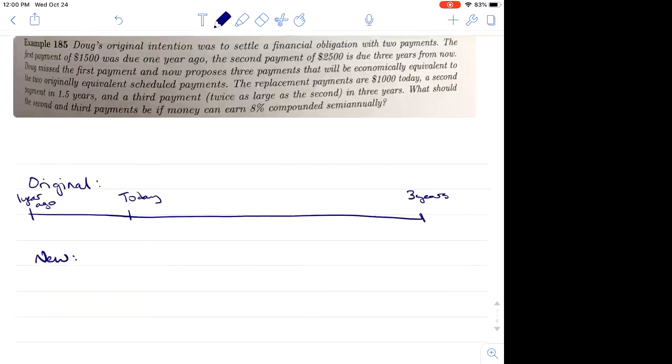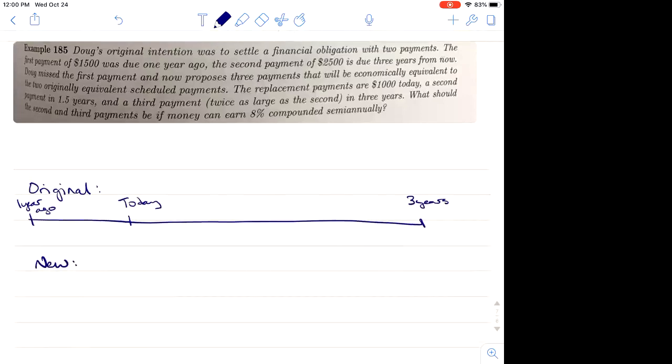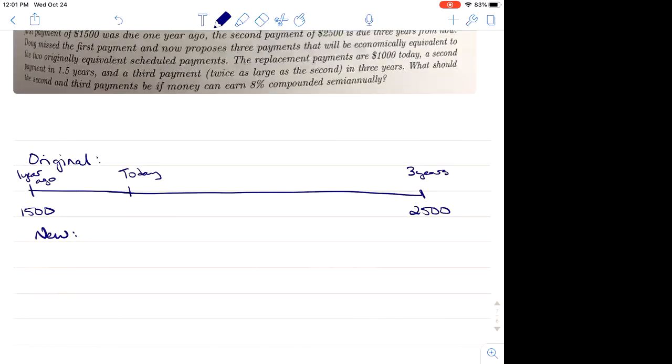I'll put the amounts on here just because. The first payment of $1,500 was due 1 year ago, and the second payment of $2,500 is due 3 years from now. So this was the original payment schedule. So now the new payment schedule is going to be, the replacement payments are $1,000 today, a second payment in 1.5 years, and then a third payment twice as large as the second in 3 years.